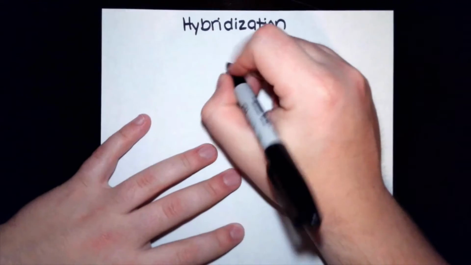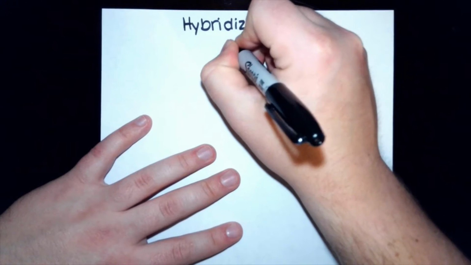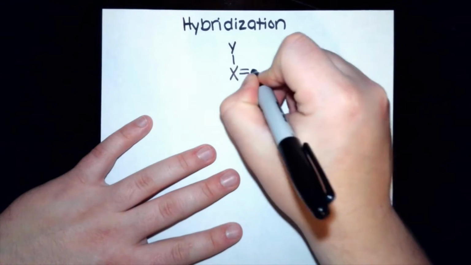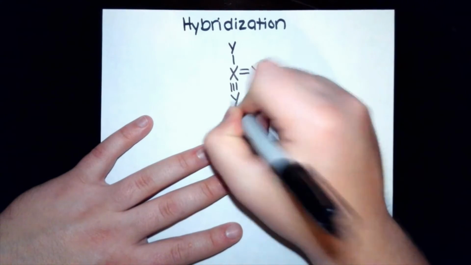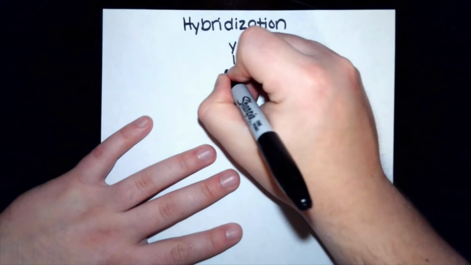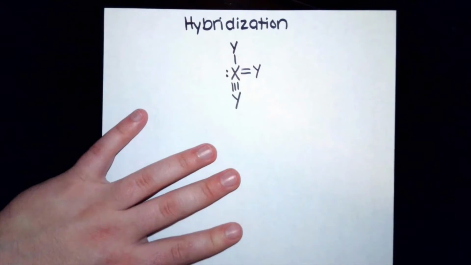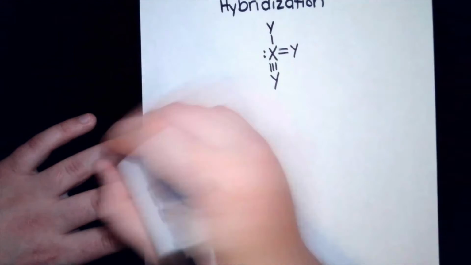An electron domain, if we have, let's say, a central atom here. Remember, a sigma bond, or a single bond, is one electron domain. A double bond is still just one electron domain. A triple bond is still just one electron domain. And a lone pair is also an electron domain, right? So I'm going to set up a little table here.